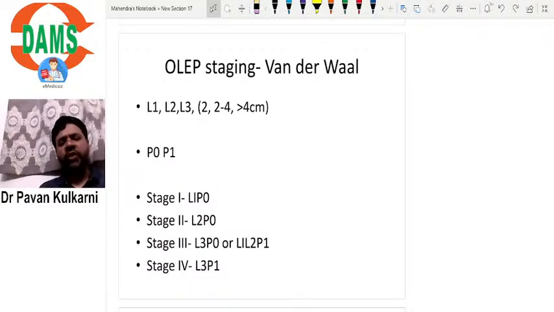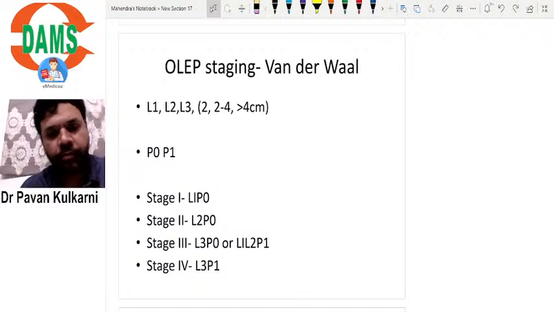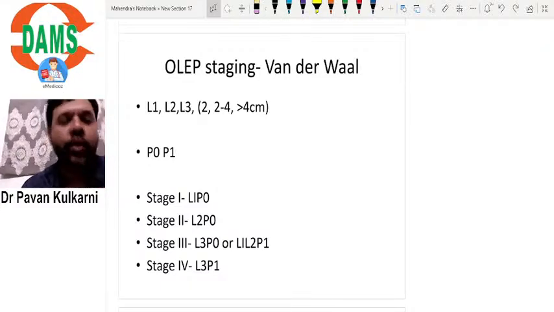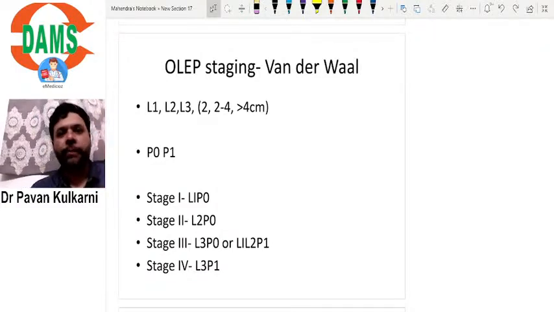For example, if a leukoplakia is 3 centimeter, then it will be L2. Because what is L1? Leukoplakia up to 2 centimeter is L1. What is L2? Leukoplakia 2 to 4 centimeter. What is L3? Leukoplakia more than 4 centimeter is L3. Now what is P0, P1? P0 means there is no dysplasia. P stands for pathology. A leukoplakia without dysplasia is called P0. What is P1? A leukoplakia with dysplasia is called P1.